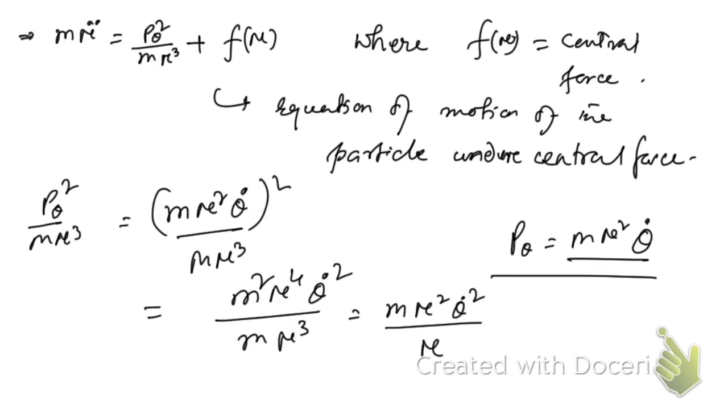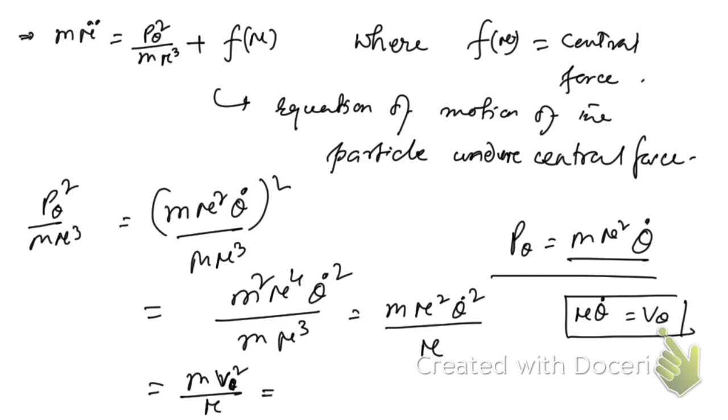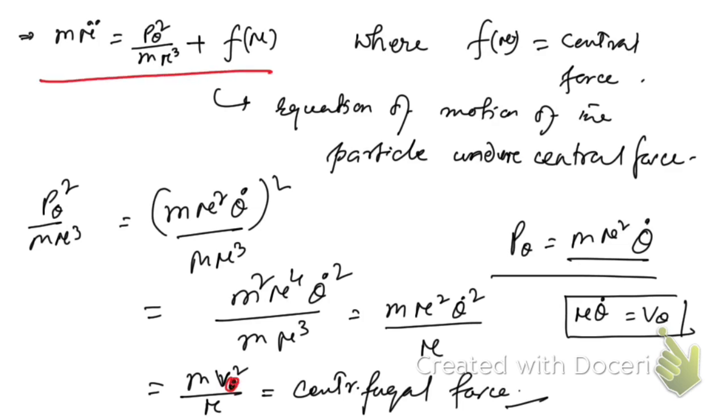Now you see this r square theta dot square. We know r theta dot is nothing but v theta, that I have already told you. So it can be written as m v theta square by r. This is nothing but the centrifugal force. So this equation can also be written, if you use this expression instead of this one, as m r double dot is equal to m v theta square by r plus f of r. We can write this one as well.